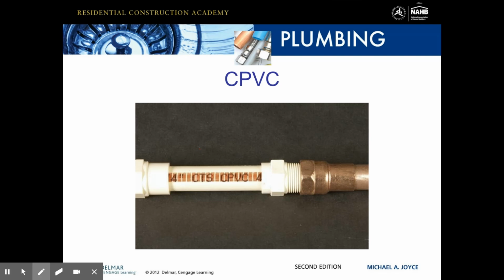And here we have it transitioning from CPVC. Again, we have a female adapter going into a male end. A male end going into a female end of copper.